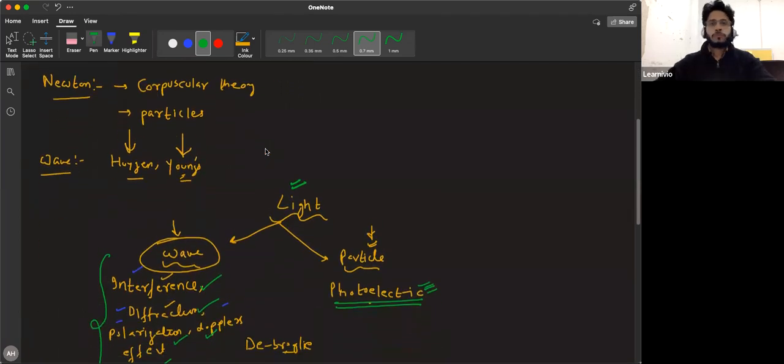We will first do wave optics, then we'll do ray optics.